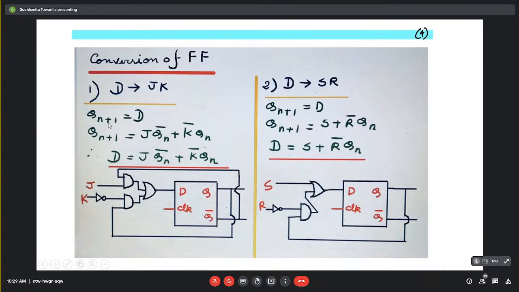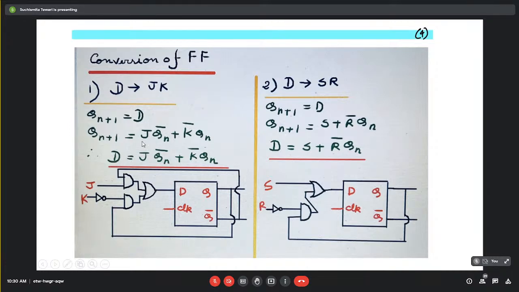So if the output remains the same, all we have to do is equate these two outputs. That is, the output when it is acting as a D flip-flop and the output when it is acting as a JK flip-flop. By doing so, we get D is equal to this. So now this D, which is the input of this flip-flop, is a function of J, K and obviously the previous states or the outputs. So accordingly, we make the circuit.